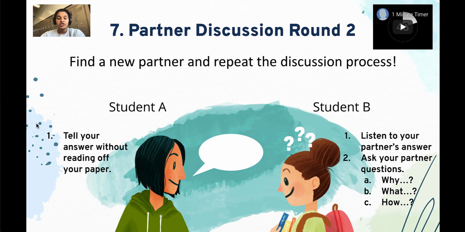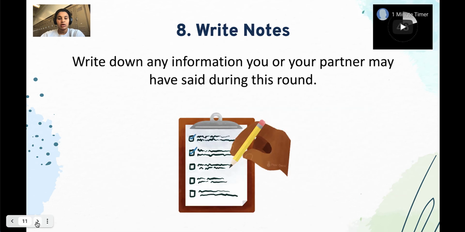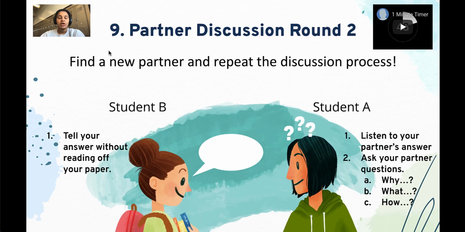So remember, student A, you're going to tell student B your answer. Try not to look at your paper. Student B, you're going to ask student A questions to help them strengthen their answer. So why, what, and how are really good starting words for your questions. Once student B is done asking student A questions, you're going to write notes. So student A, you're going to write down any pieces of information you and your partner may have discussed during this round. Now you're going to flip.